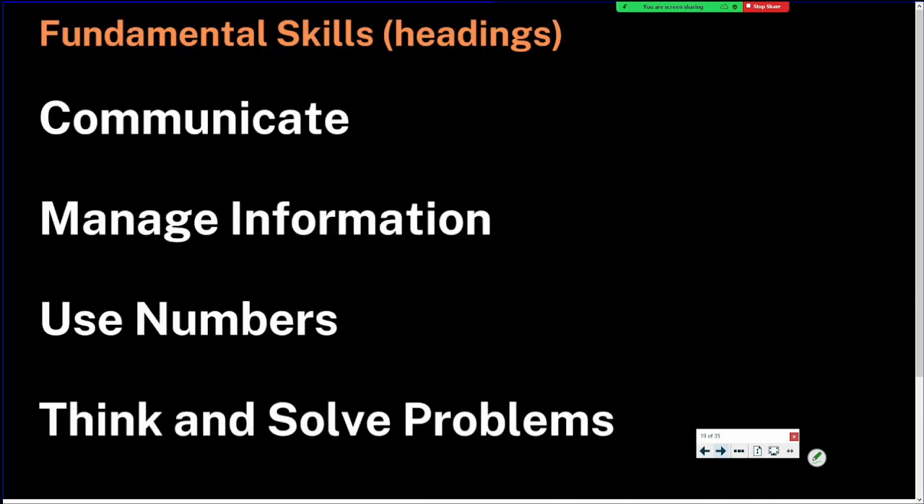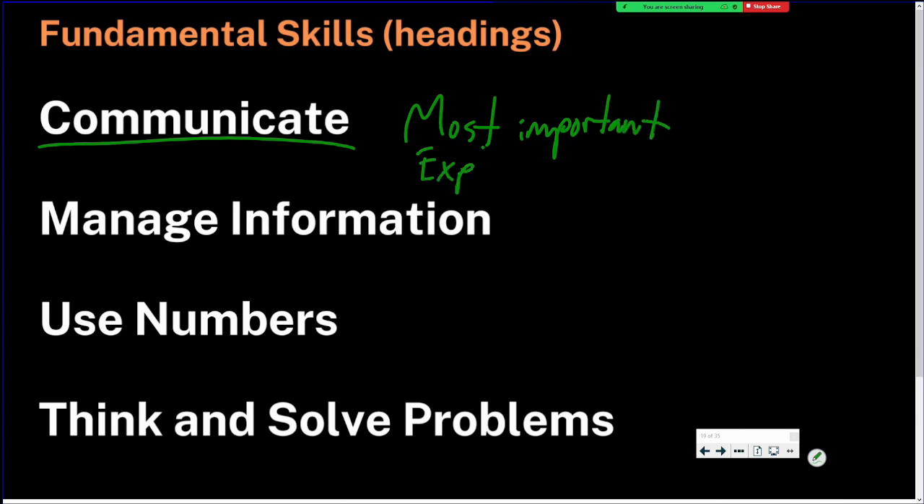So under fundamental skills, I've got communicate, manage information, use numbers, think and solve problems. So let's just say I identify communicate as the most important. And then I have to explain why. So, step 1, choose the most important skill. Step 2, explain why.